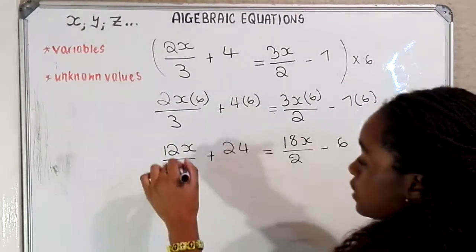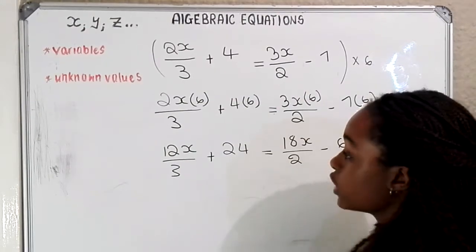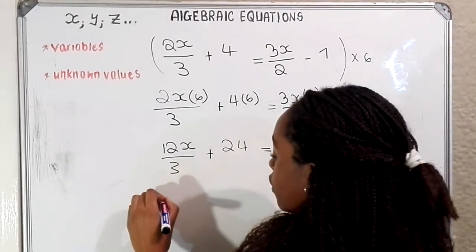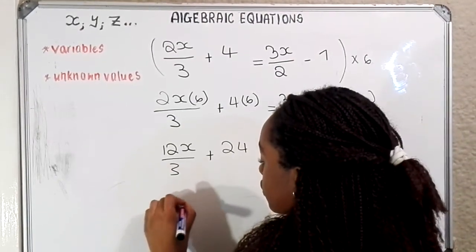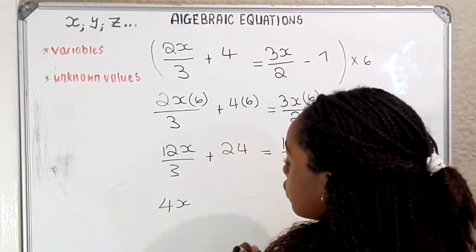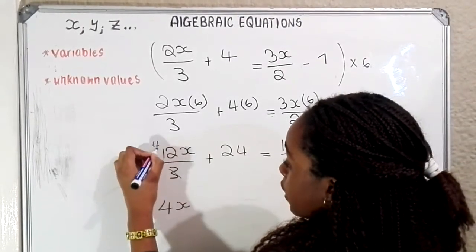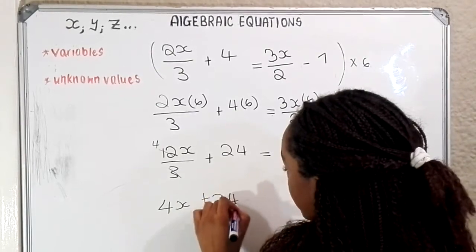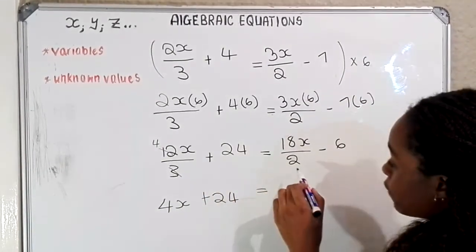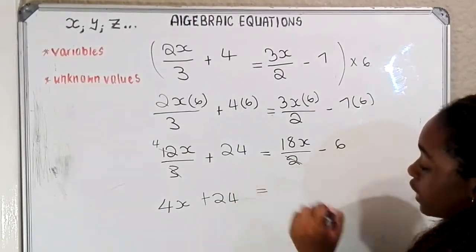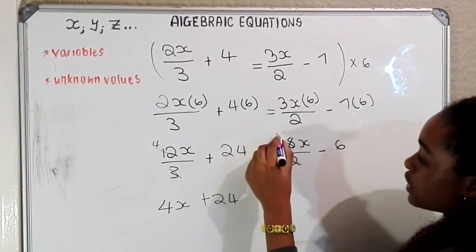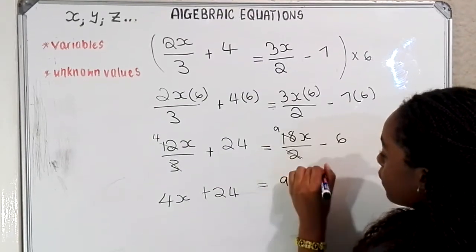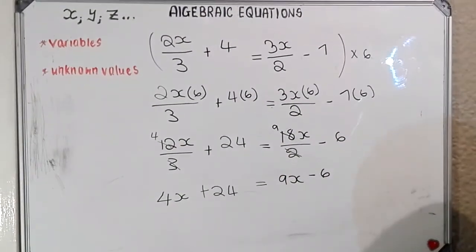So now we can simplify 12x over 3, and it will give us an answer by dividing by 3. So we will have 4x, okay? The 3 cancels, and here 4. So you can have 4x plus 24. We can't do anything with the 24 for now. And then we can simplify 18x over 2, the 2 cancels, and 2 goes into 18, 9 times. So you'll have 9x minus 6. So this is something we can work with, okay?